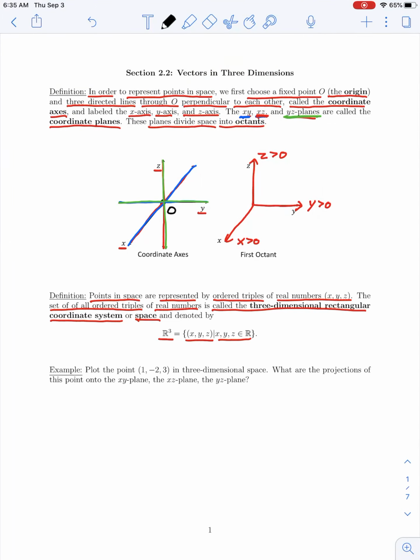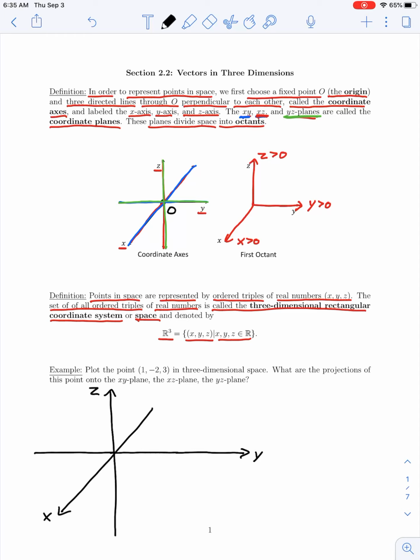plotting our point in three-dimensional space. So we'll start by sketching our coordinate axes. We have the x-axis, the y-axis, and the z-axis, where my arrows indicate the direction of increasing x, y, or z.